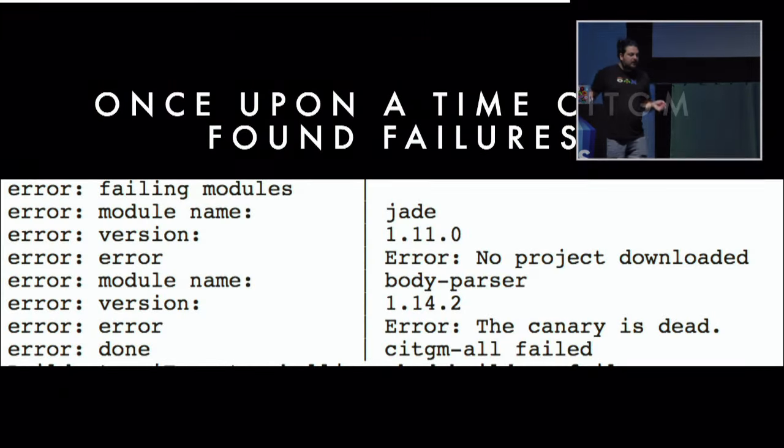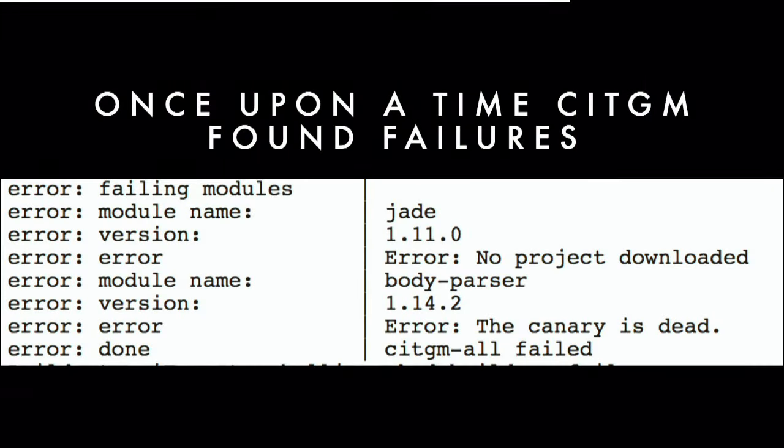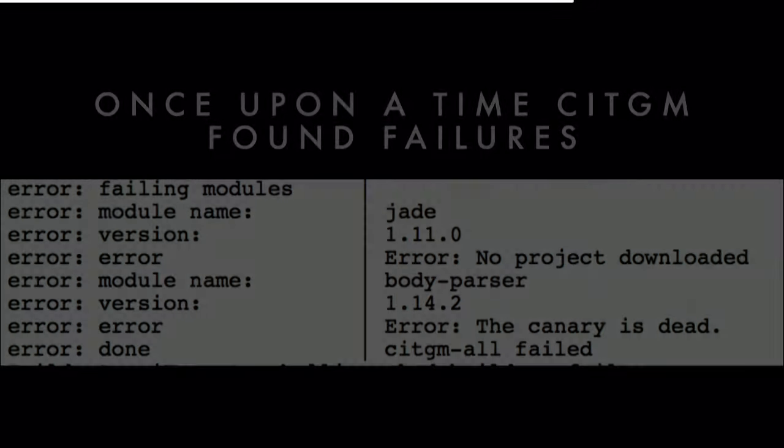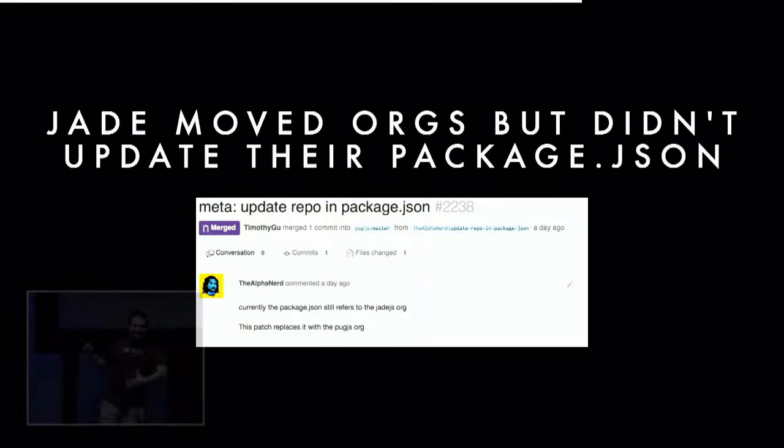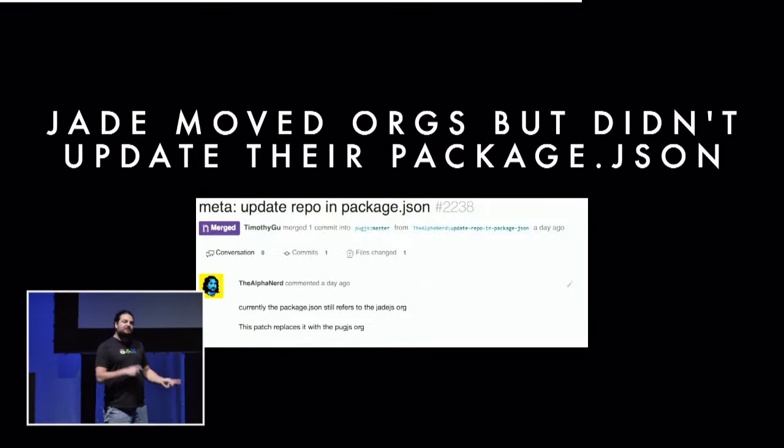So once upon a time, Canary in the Gold Mine found some failures. There was a failure in Jade and a failure in body parser. It turned out that Jade just moved their orgs and didn't update their package JSON. So this was an example where we didn't actually break anything, but the modules themselves broke something.